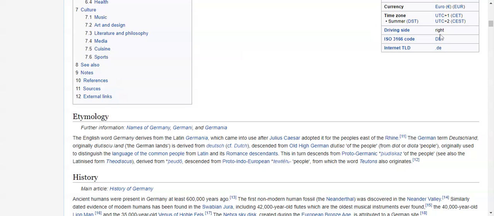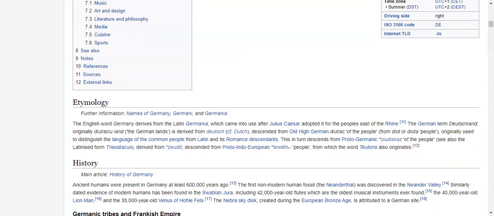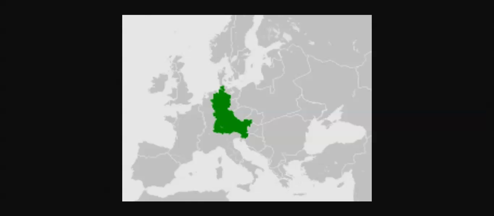Their driving side is right, their ISO 3166 code is DE, their internet TLD is also .de, and let's see more. Apparently the picture is very bloomed out, I don't know why.